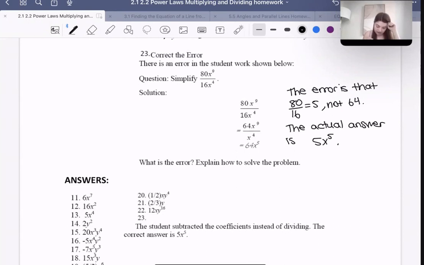Oh, okay. Now I understand. It says the student subtracted the coefficients. Okay. Yeah, they said 80 minus 16 is 64. Okay. That makes sense. I thought it was kind of randomly that they came up with 64. But no, that makes sense because we subtract the exponents, right? What we do is we subtract the exponents. We don't subtract the coefficients, right? It doesn't work like that.